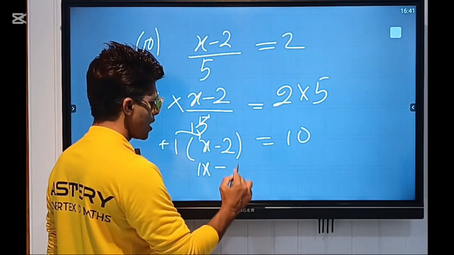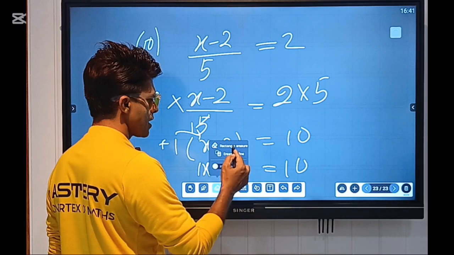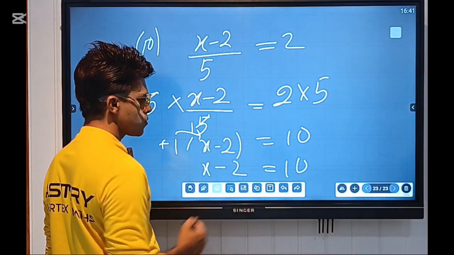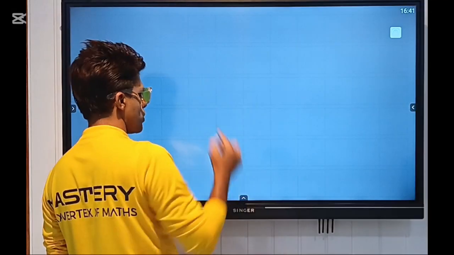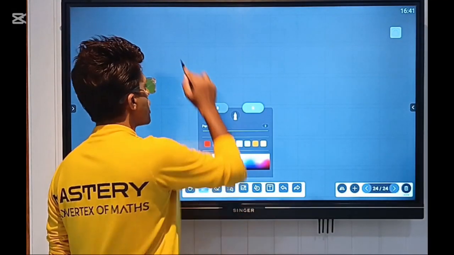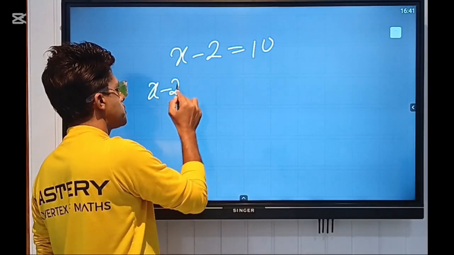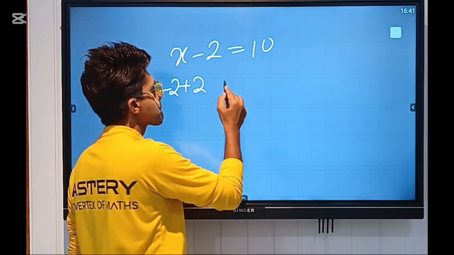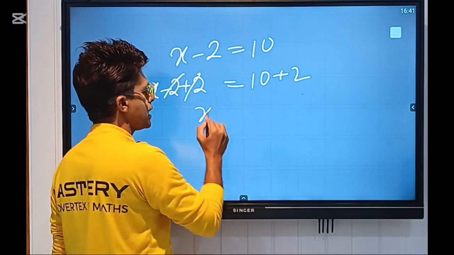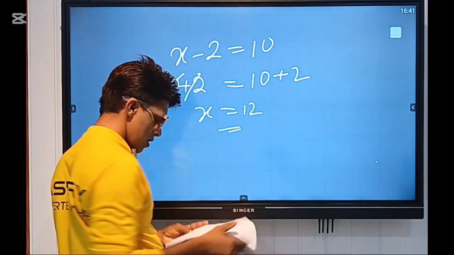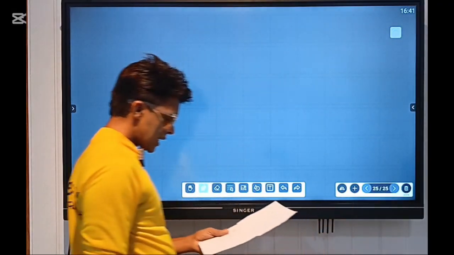Then plus into minus, minus 2 equals minus 10. Really no need of writing this 1 here. Okay. So x minus 2 equals 10. So you could add plus 2 to both sides. Right now, you could simplify that x equals 12. So we could do the other question as well.